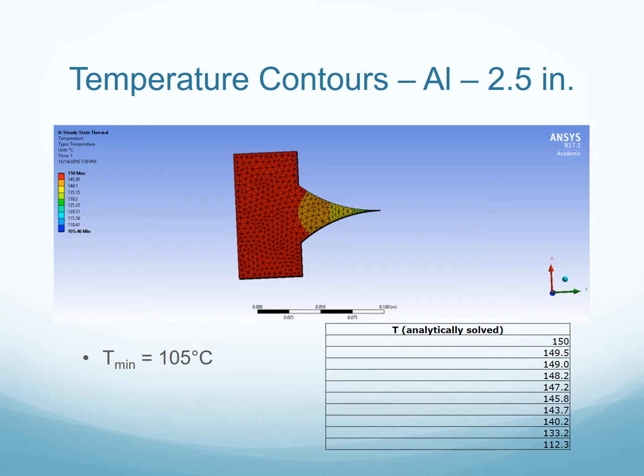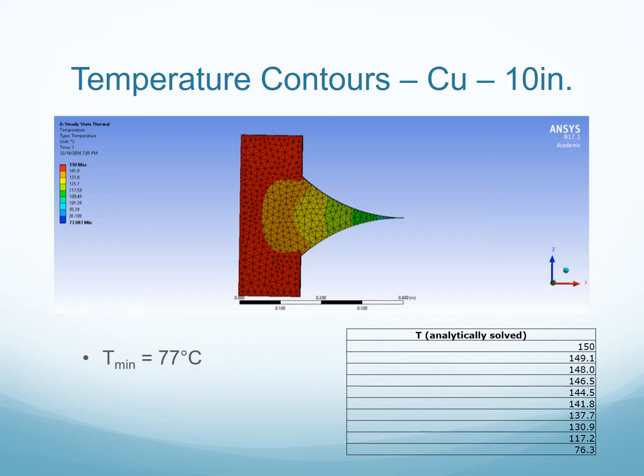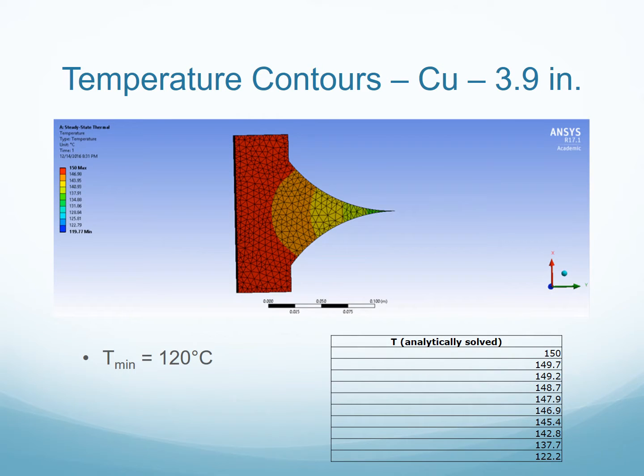The 10-inch copper fin had a minimum temperature of 77 degrees. On paper it was calculated to have a minimum temperature of 76 degrees. The 3.9-inch copper fin had a minimum temperature of 120 degrees. On paper it was calculated to have a minimum temperature of 122 degrees.